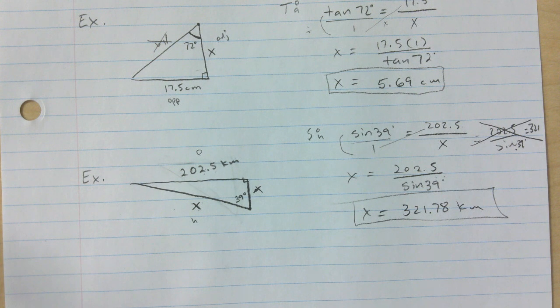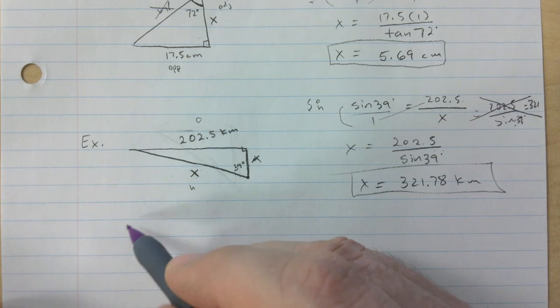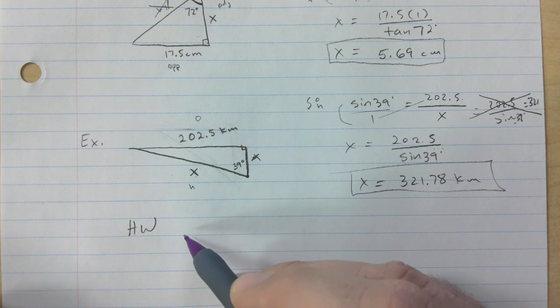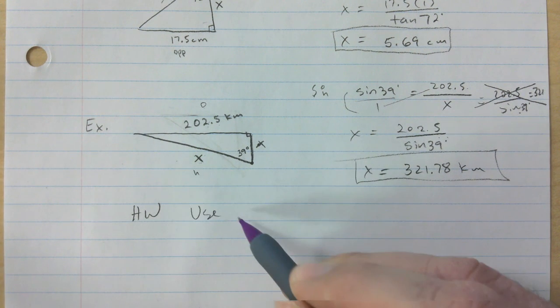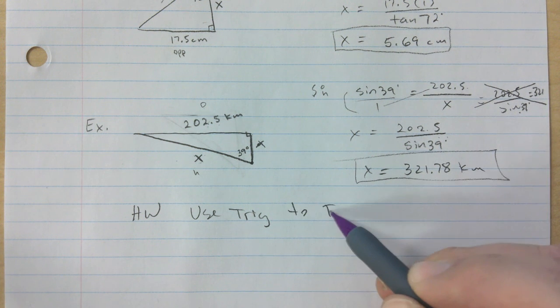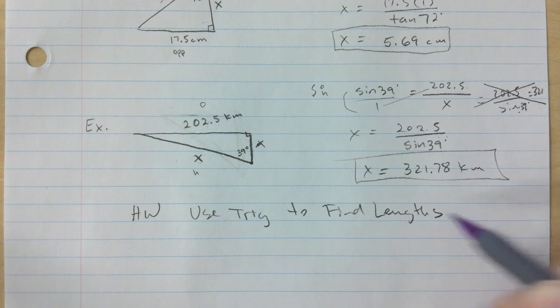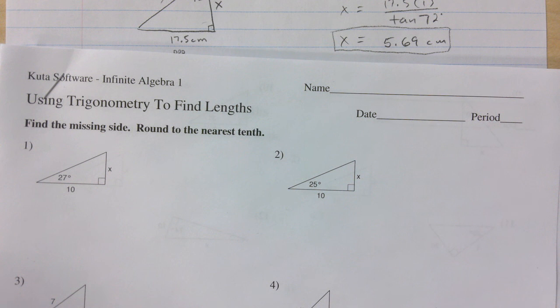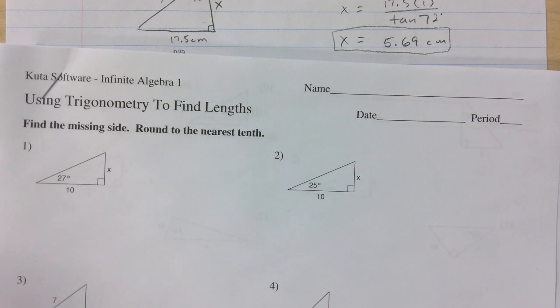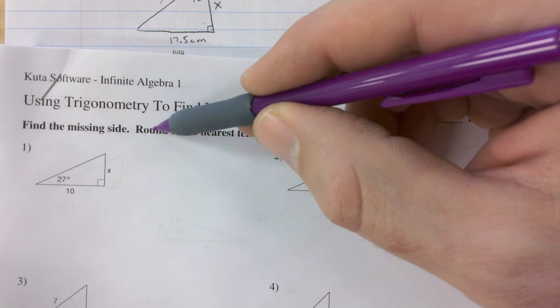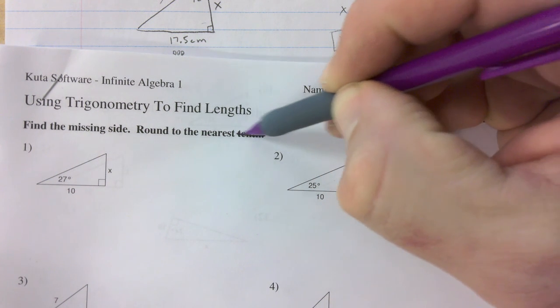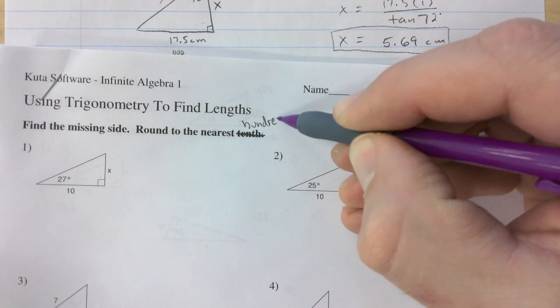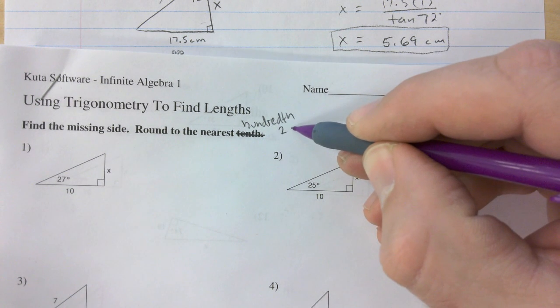So I need you to get your handouts. If you don't have this handout, I'm going to post it right after I'm done explaining. So I want you to, right, homework or what you're doing now is use trig to find lengths. And it looks like this. Can you go find that handout? And never mind when they say to the nearest tenth, we're going to do hundredth, right? 2 decimals.